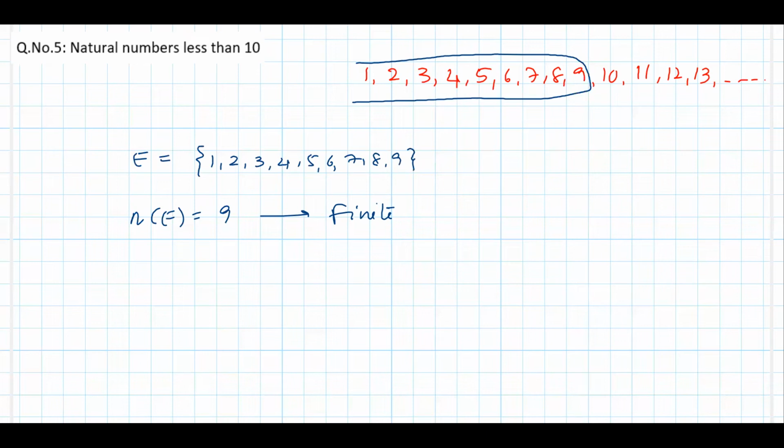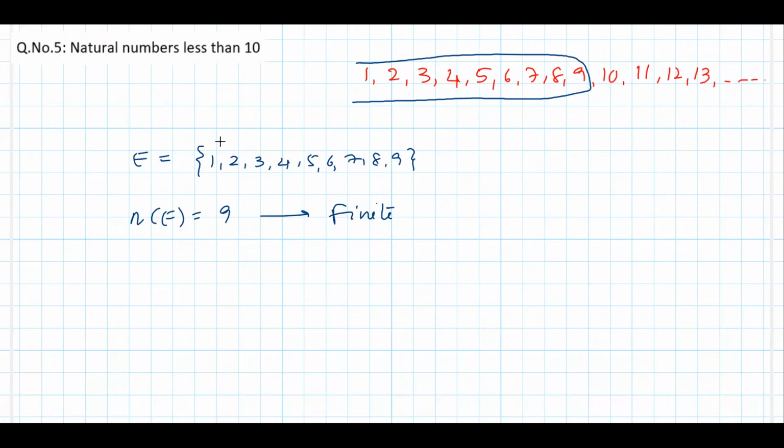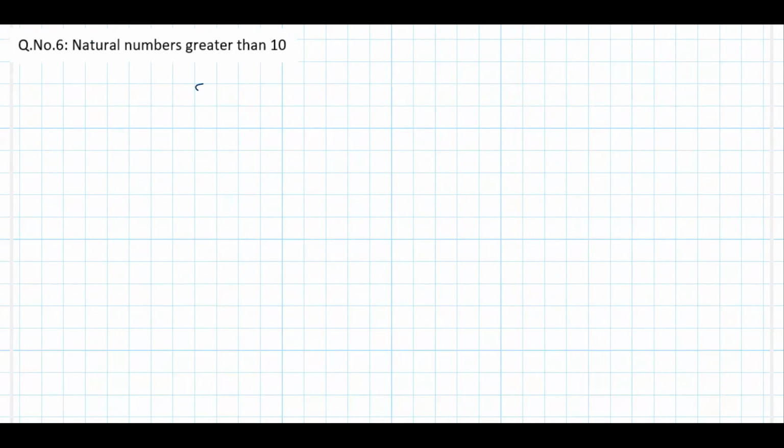All right. Next question says natural numbers greater than 10. So the previous question is less than 10. In this case, it is greater than 10. So greater than 10 means we have to consider the greater than side, so right hand side of 10 on natural numbers list. Which is 11, 12, 13, 14, 15, and so on. So form the set 11, 12, 13, 14, 15, and it keeps going.